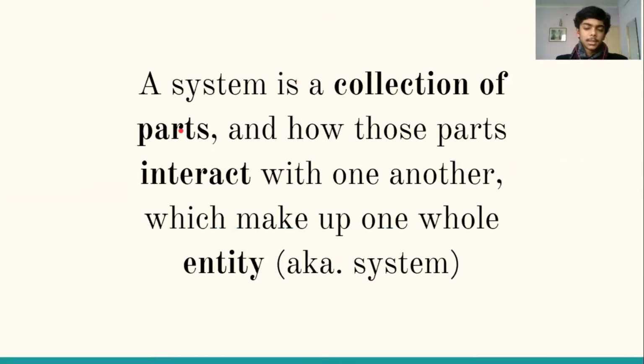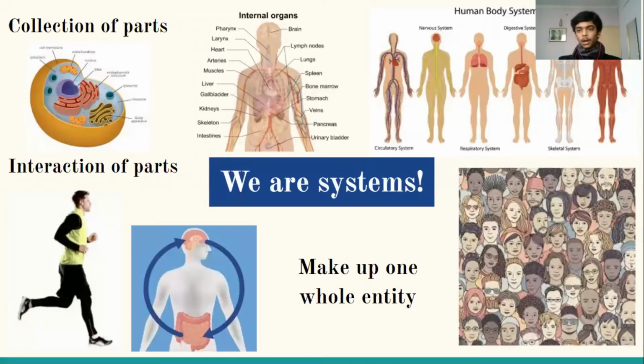So, a system is a collection of parts and how those parts interact with one another, which make up one whole entity. Honestly, when I heard this definition the first time, I couldn't understand it at all. So let's make it a little simpler. I've broken the definition down now. So I'm making a claim that we are systems.